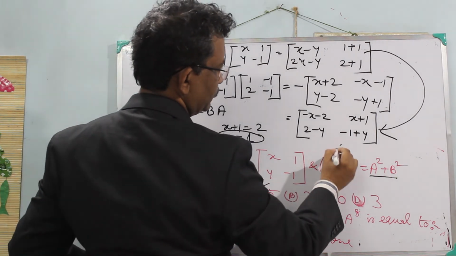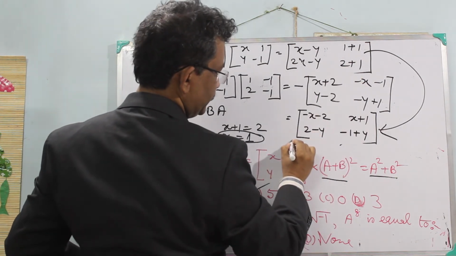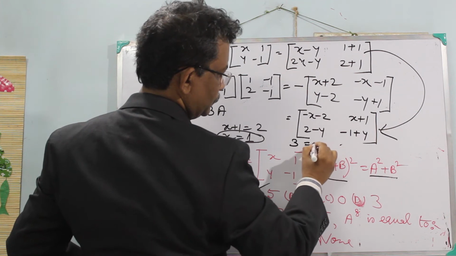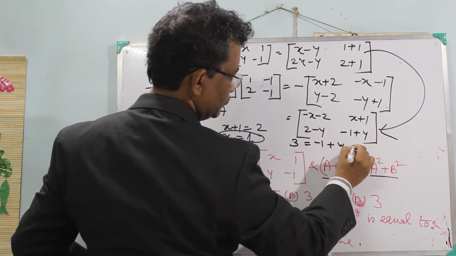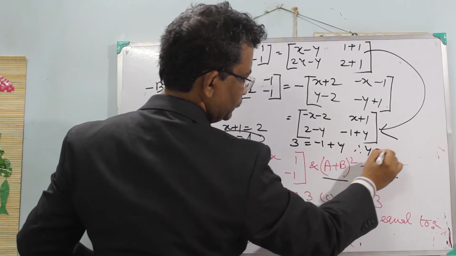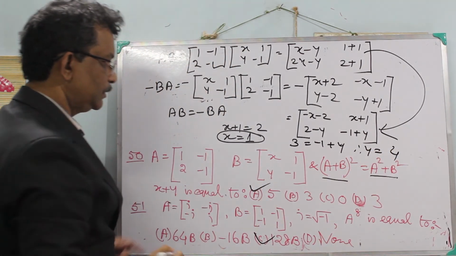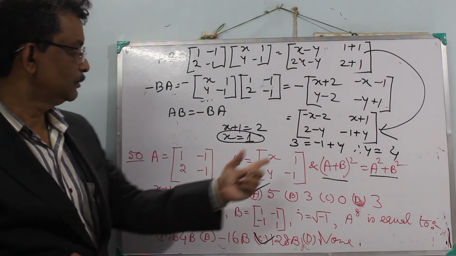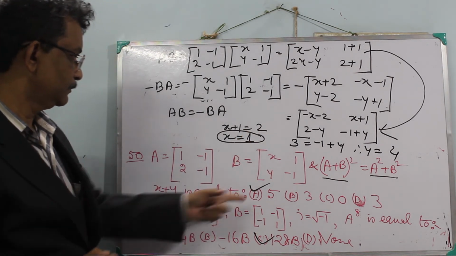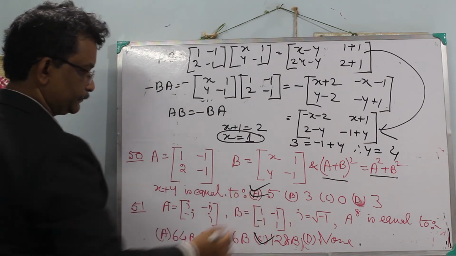And for y, 3 equal to minus 1 plus y. So y is equal to 4. So x equal to 1, y is equal to 4. So x plus y is equal to 1 plus 4, 5. 5 is the correct answer. Clear?